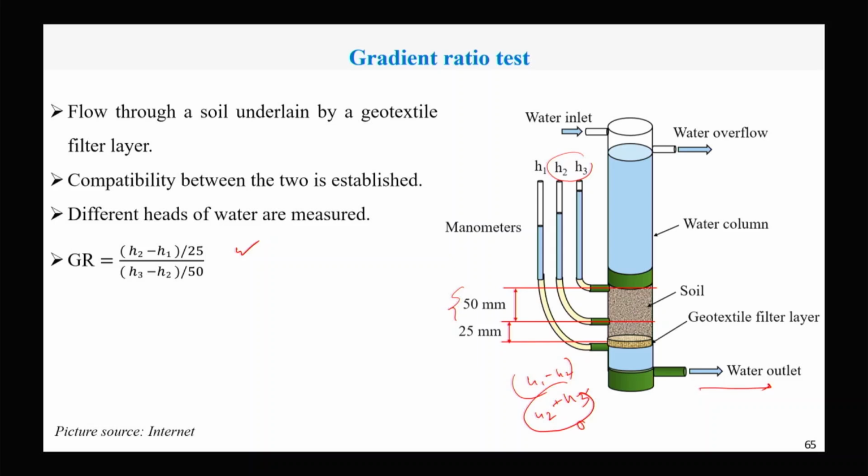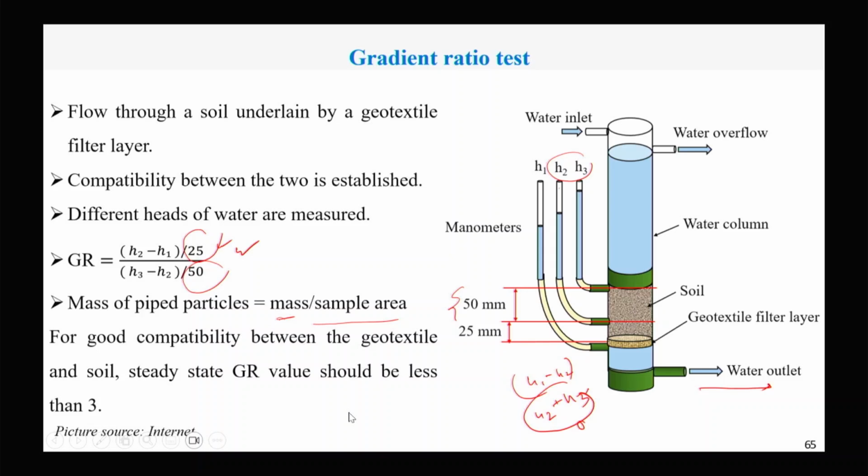That means H2 minus H1 divided by 25, where 25 is the soil thickness, and H3 minus H2 divided by 50 is the thickness of the soil. So that ratio is called the gradient ratio. So mass of piped particle, mass by sample area, that we can also calculate.